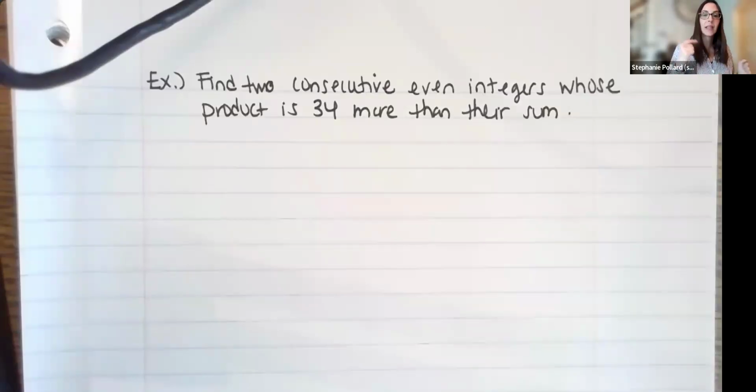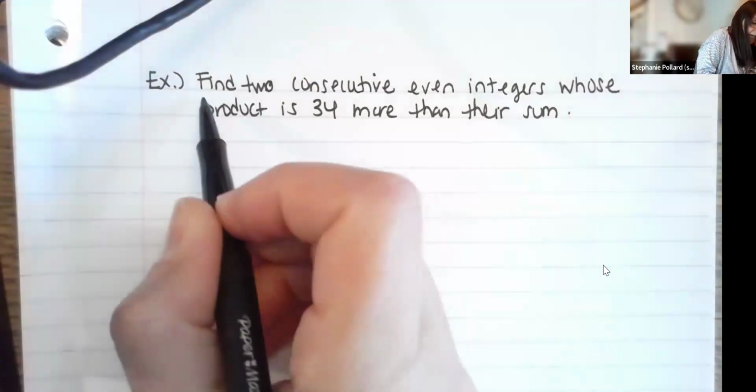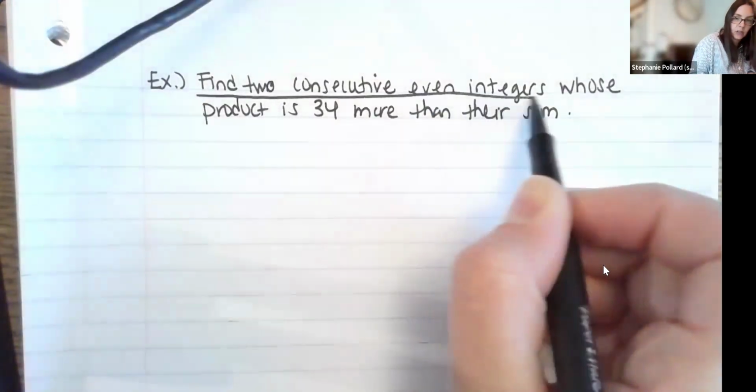In this video, I want to continue with more examples on quadratics and word problems or problem solving. So here are two more examples. This one says, find two consecutive even integers whose product is 34 more than their sum. So first of all, what am I looking for here? My goal is to find two consecutive even integers.